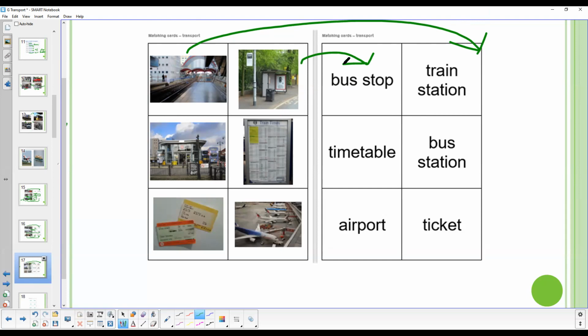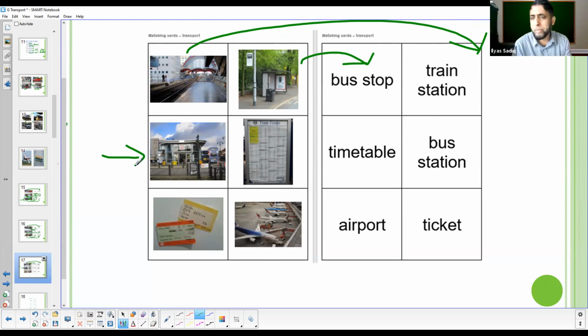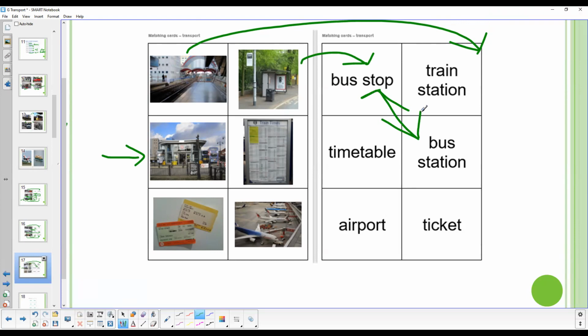Okay, what is this here? Bus station. What is the difference between a bus stop and a bus station? Exactly. A bus station is where a lot of buses leave for different directions. Yeah, this is the difference. If you live in, for example, your city center, there is a bus station. There are a lot of buses standing and they're going to different directions of the city.